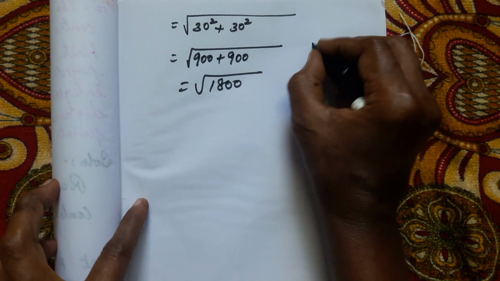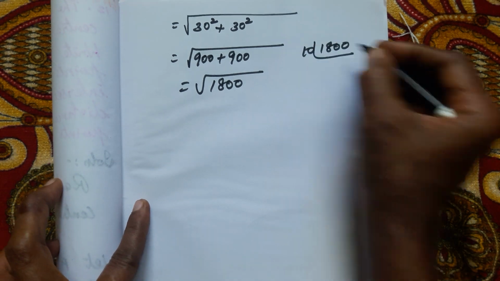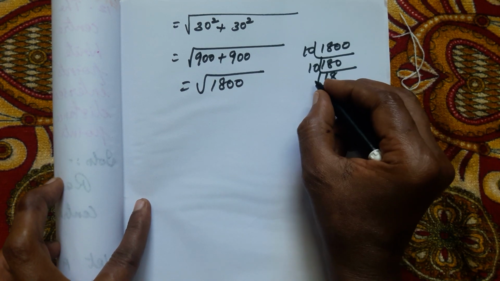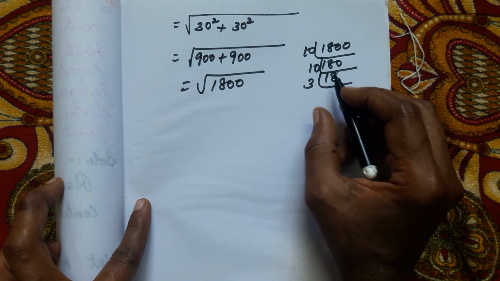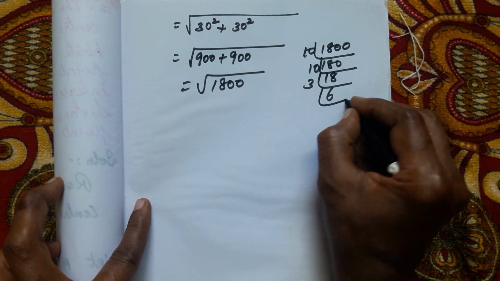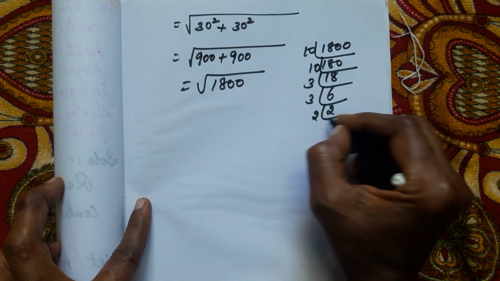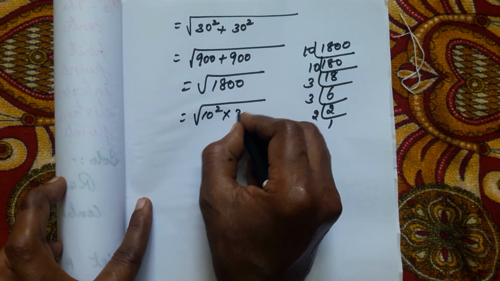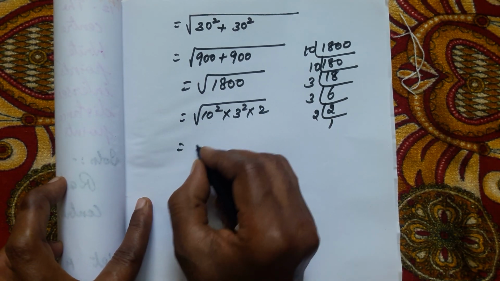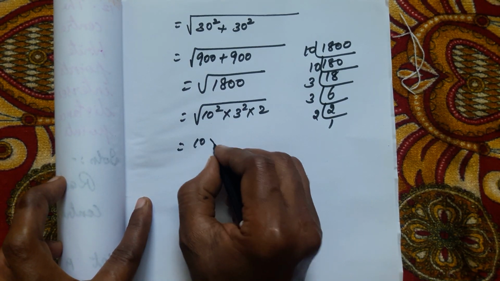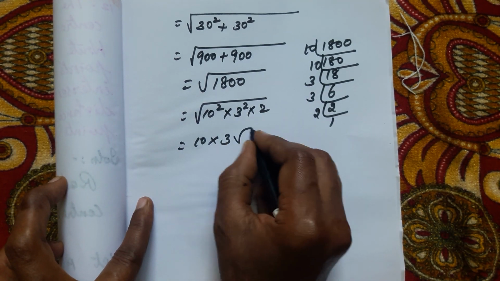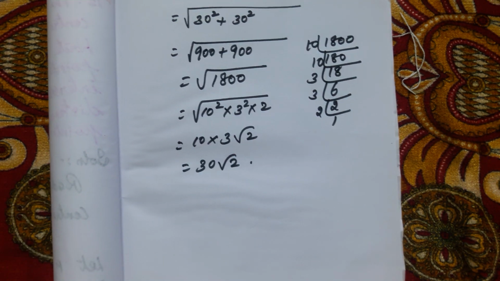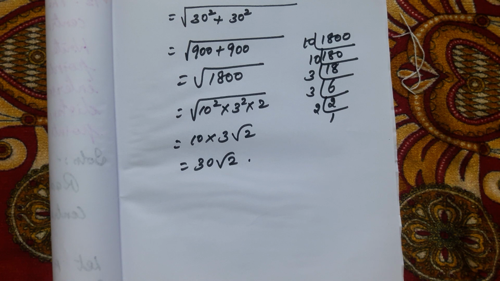When we are factorizing 1800, first 10 times 180, next again 10 times 18, next 3 times 6, and 3 2s are 6. So we are getting root of 10 square into 3 square into 2. It's equal to 10 into 3 root 2, which is 30 root 2, the answer. So the distance between any two points is 30 root 2.